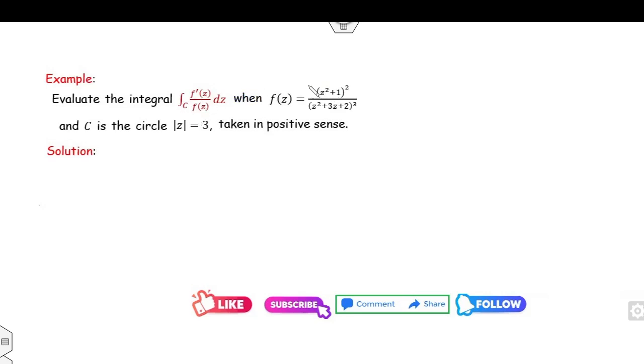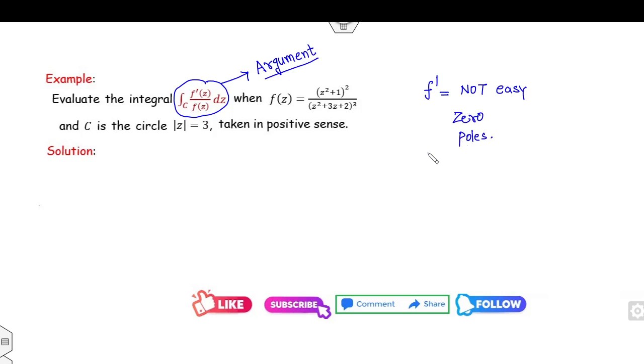Clearly, for the given function f you are unable to easily find f dash. It is not easy to find the derivative of the function, but whenever you have f dash over f, then you can apply the argument principle. So your target is to find the number of zeros and the number of poles in the given region. So firstly draw the region.